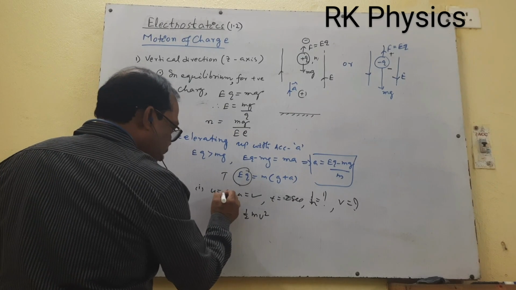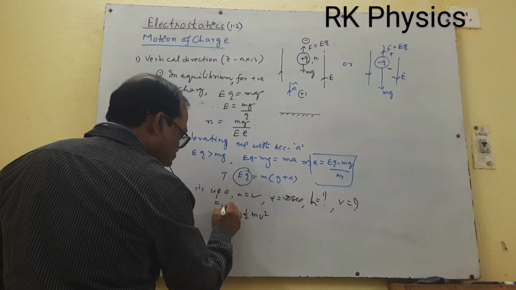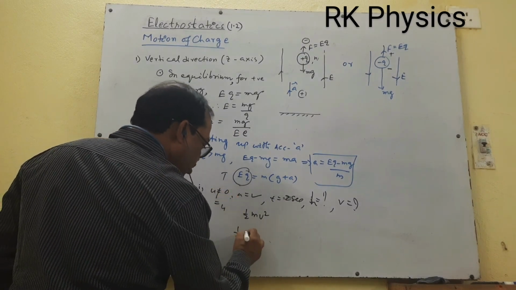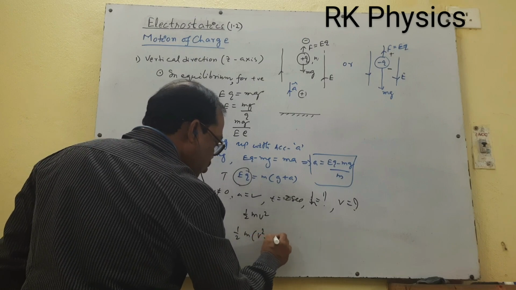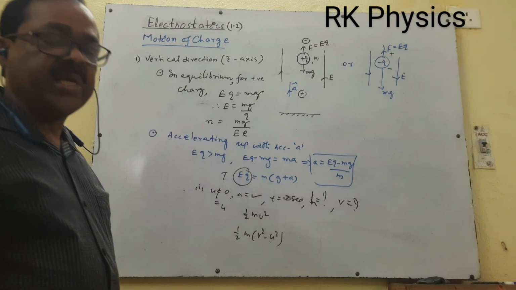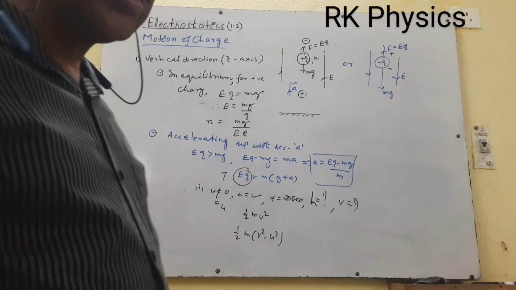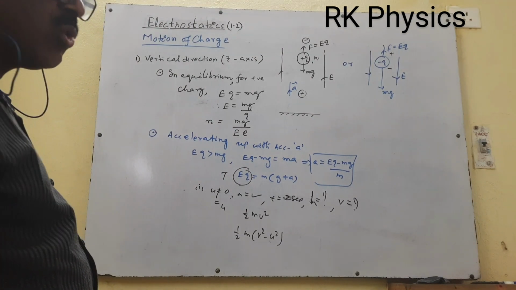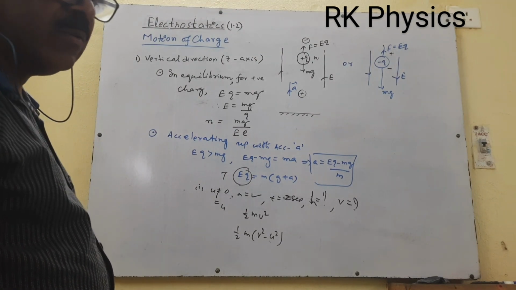If u is not equal to 0 but equal to u, then what is the work done? This is half m into v square minus u square, the change in kinetic energy. So you can calculate various mechanical formulas by using this technique. Okay.